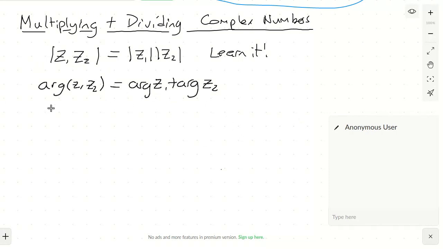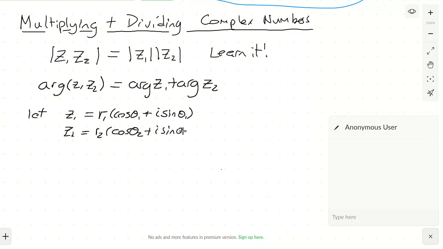So let's let Z1 equal, well, we're going to write it in modulus argument form, R1 (cos theta 1 plus i sine theta 1). Yeah, so I'm saying basically Z1 has a modulus of R1 and an argument of theta 1, and Z2, well, it would be sensible to make that R2 (cos theta 2 plus i sine theta 2). Okay, let's see what happens when we work out what Z1 times Z2 is.